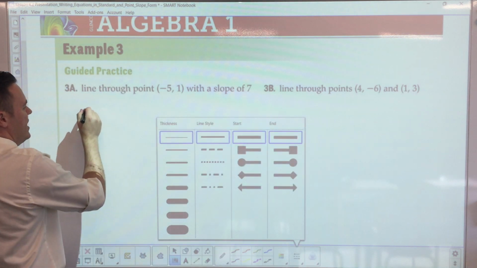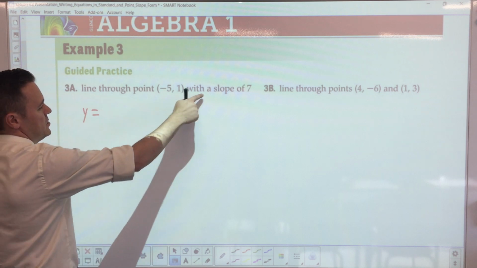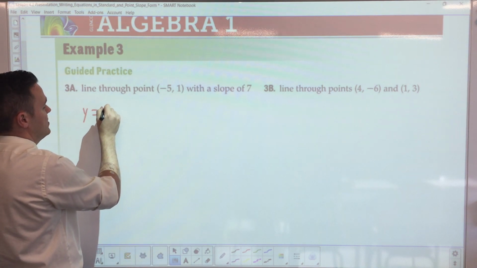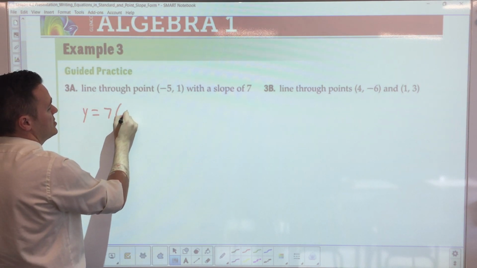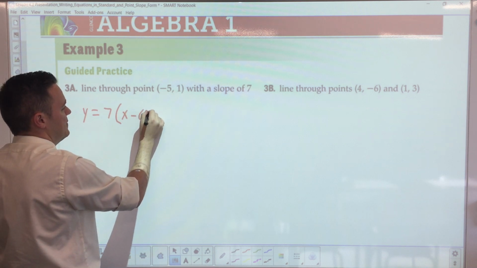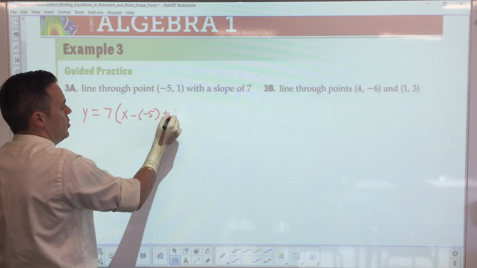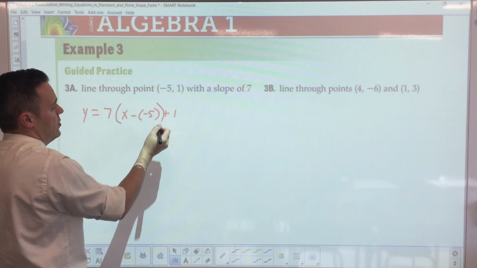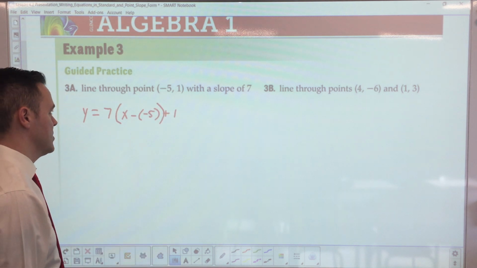All right, going through this slope: y equals, ladies and gentlemen, your slope of 7, and then your points are x minus negative 5, plus 1. So there's your point-slope form.